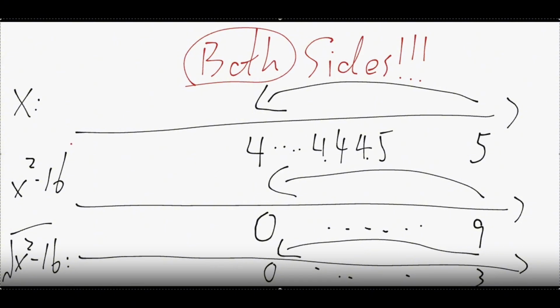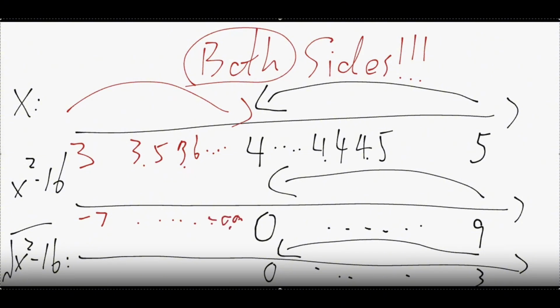Now, because we're discussing both sides, we're gonna start from the left side. We'll say 3, 3.5, 3.6, 3.9, 3.9999, all the way to 4. And for x squared minus 16, it is negative 7, then all the way to 0. You can see it is approaching from a negative value to 0.